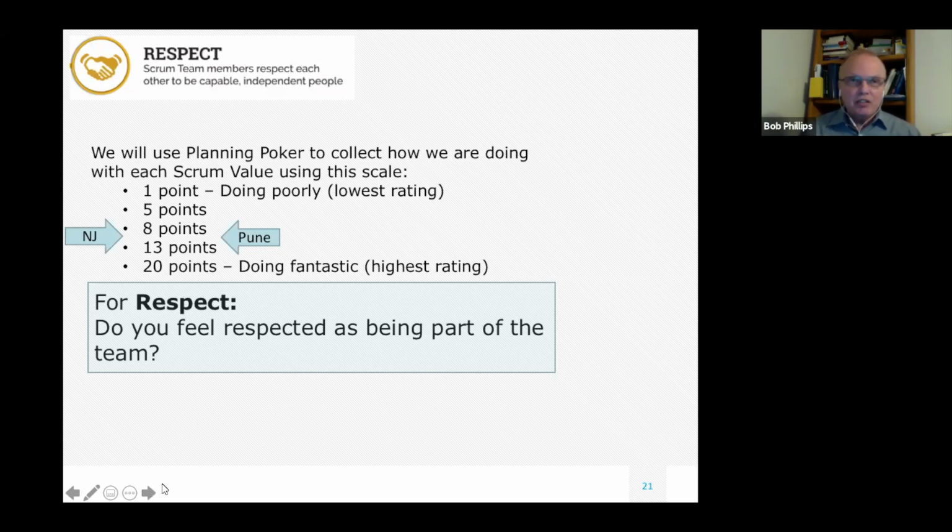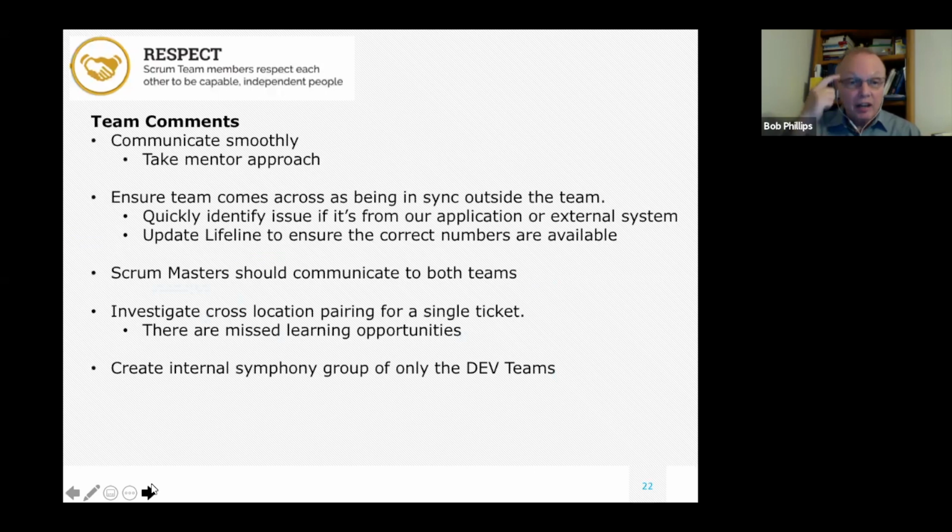And if you remember that circle, this is dead center. This is respect. This is right in the middle of the core value. Like if the team doesn't respect each other, you're really doomed. So what kind of feedback did we get?